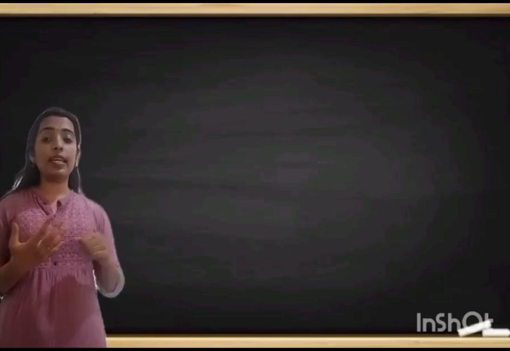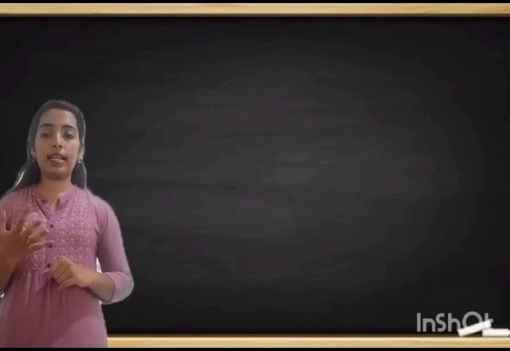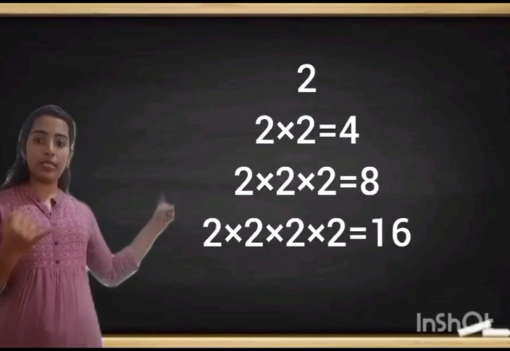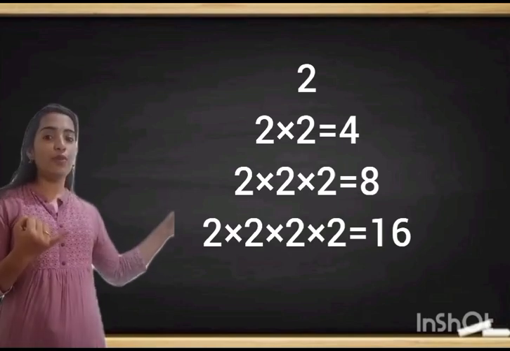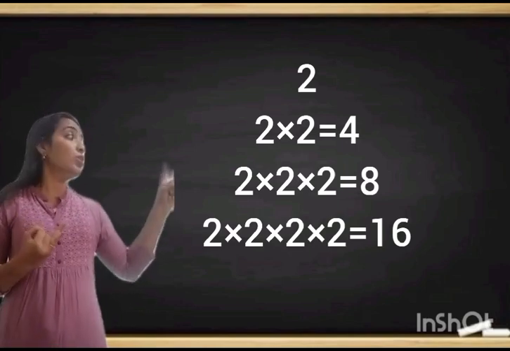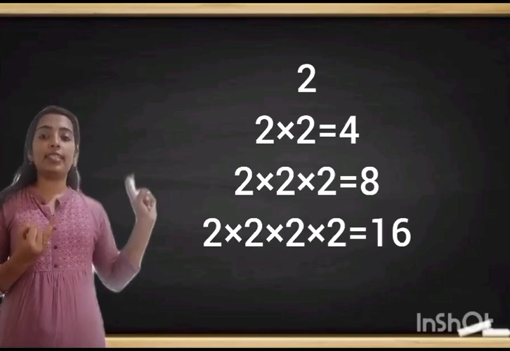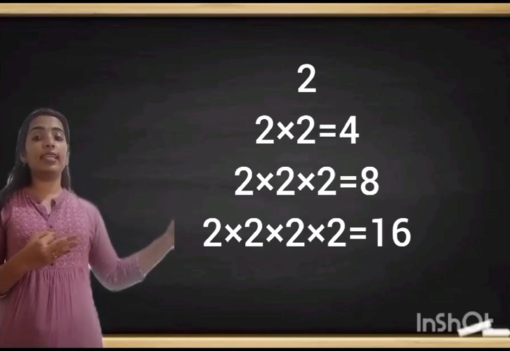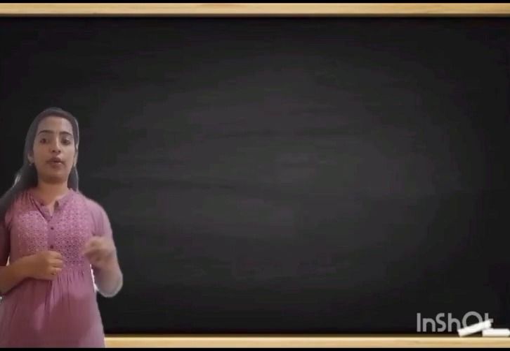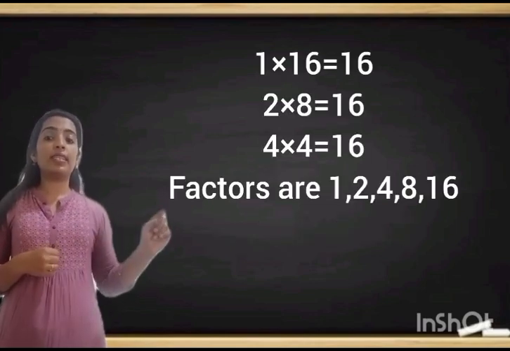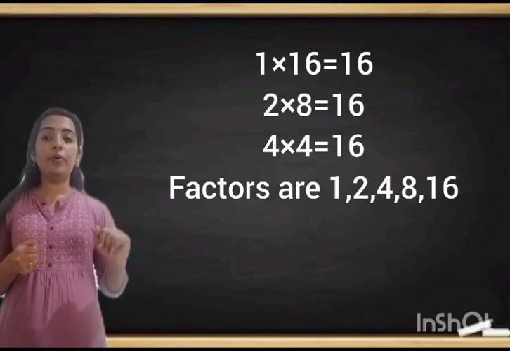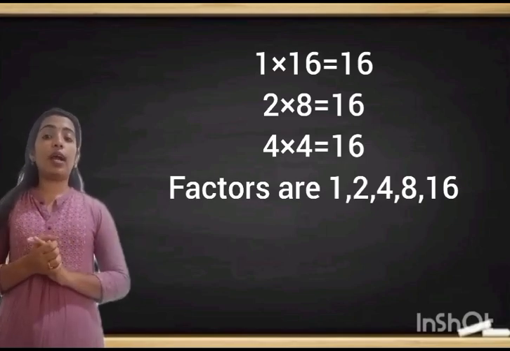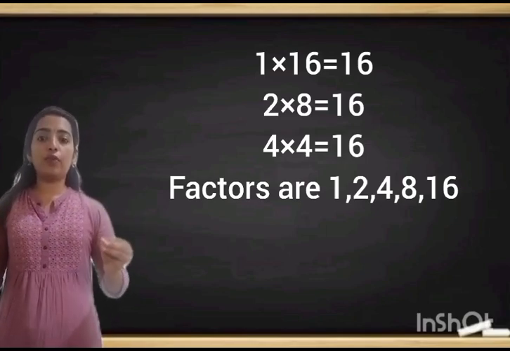So for 16, how many factors does 16 have? 2. 2 is a factor. 2 into 2, 4. 4 is a factor. 2 into 2 into 2, 8. 8 is a factor. 2 into 2 into 2 into 2, 16. 16 is a factor. And 1 is also a factor. So 16 has 5 factors. Likewise, it's quite difficult to find.